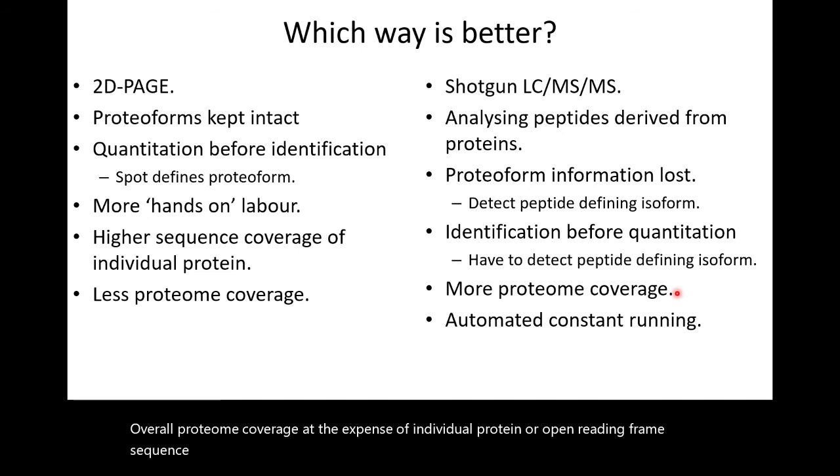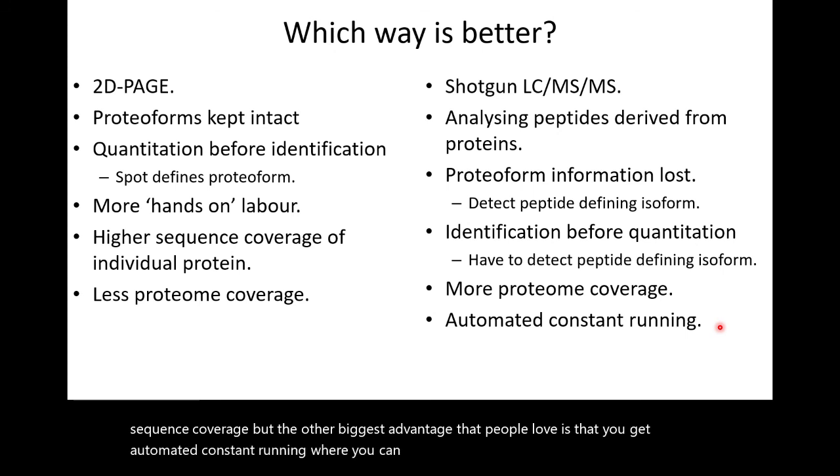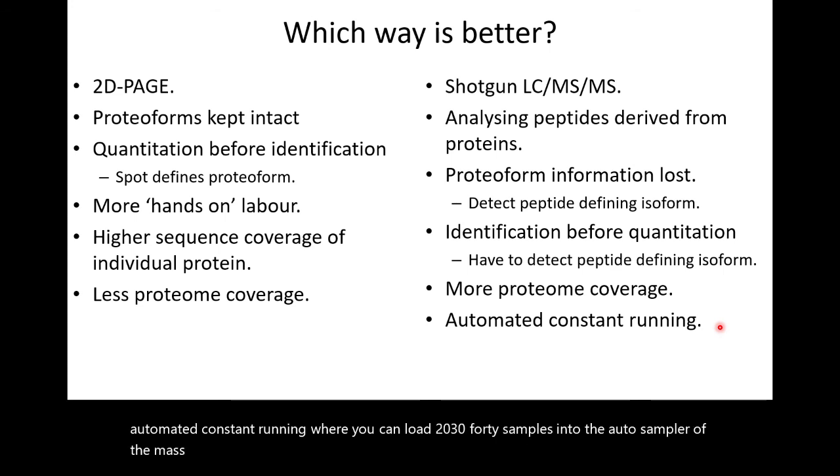But the other biggest advantage that people love is that you get automated constant running, where you can load 20, 30, 40 samples into the autosampler of the mass spectrometer and let it do its thing over however many days it needs to do it, and go off and do other things.